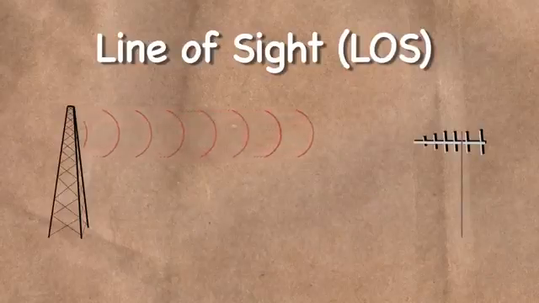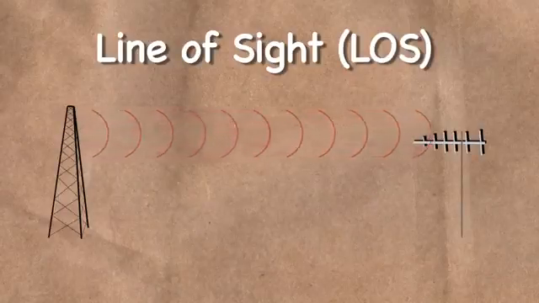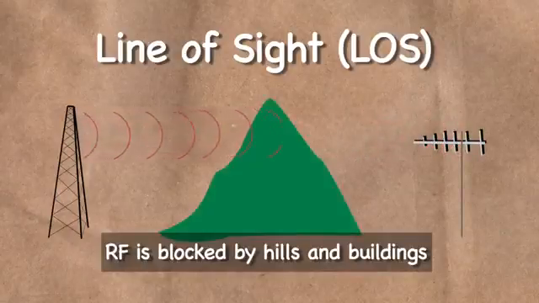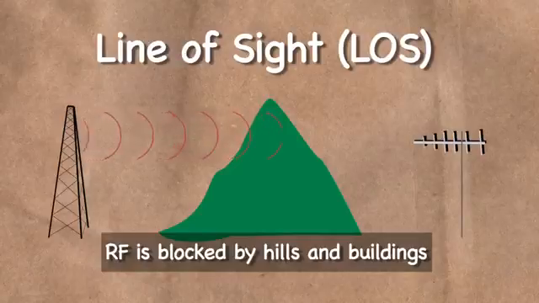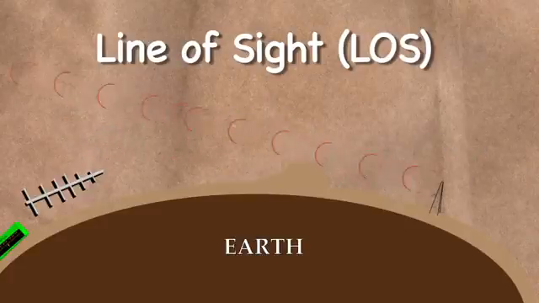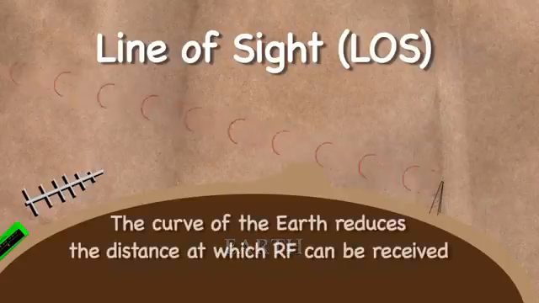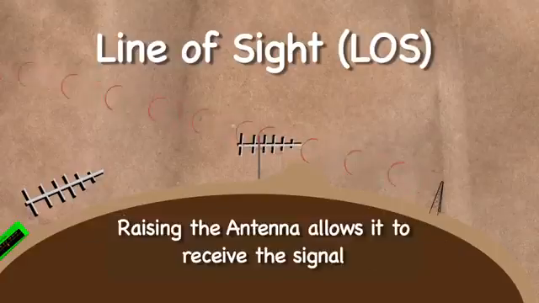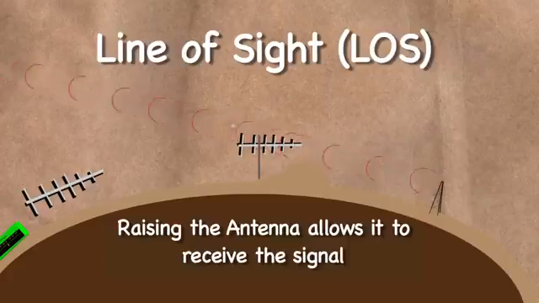Then there's line of sight, where the RF waves travel in a straight line, and the transmitting and receiving antennas must be able to see each other with no obstacles in the way. The limiting factor for line of sight is the curvature of the Earth's surface. The point at which the signal can no longer be received is called the radio horizon. The radio horizon can be extended somewhat by elevating either or both antennas. This is one reason antennas are positioned on top of hills and mountains.